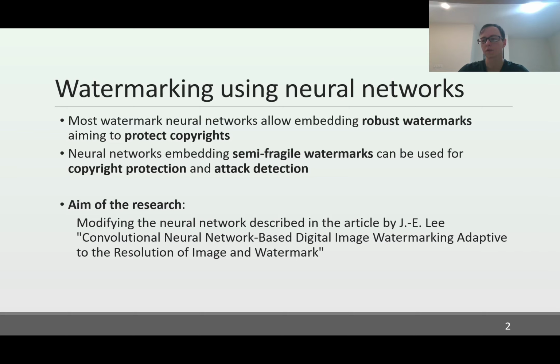The aim of our work is to modify the neural network for embedding robust watermarks from the paper Convolution Neural Network-Based Digital Image Watermarking, adaptive to the resolution of image and watermark, to allow embedding a watermark that is robust to one group of attacks and non-robust to another.